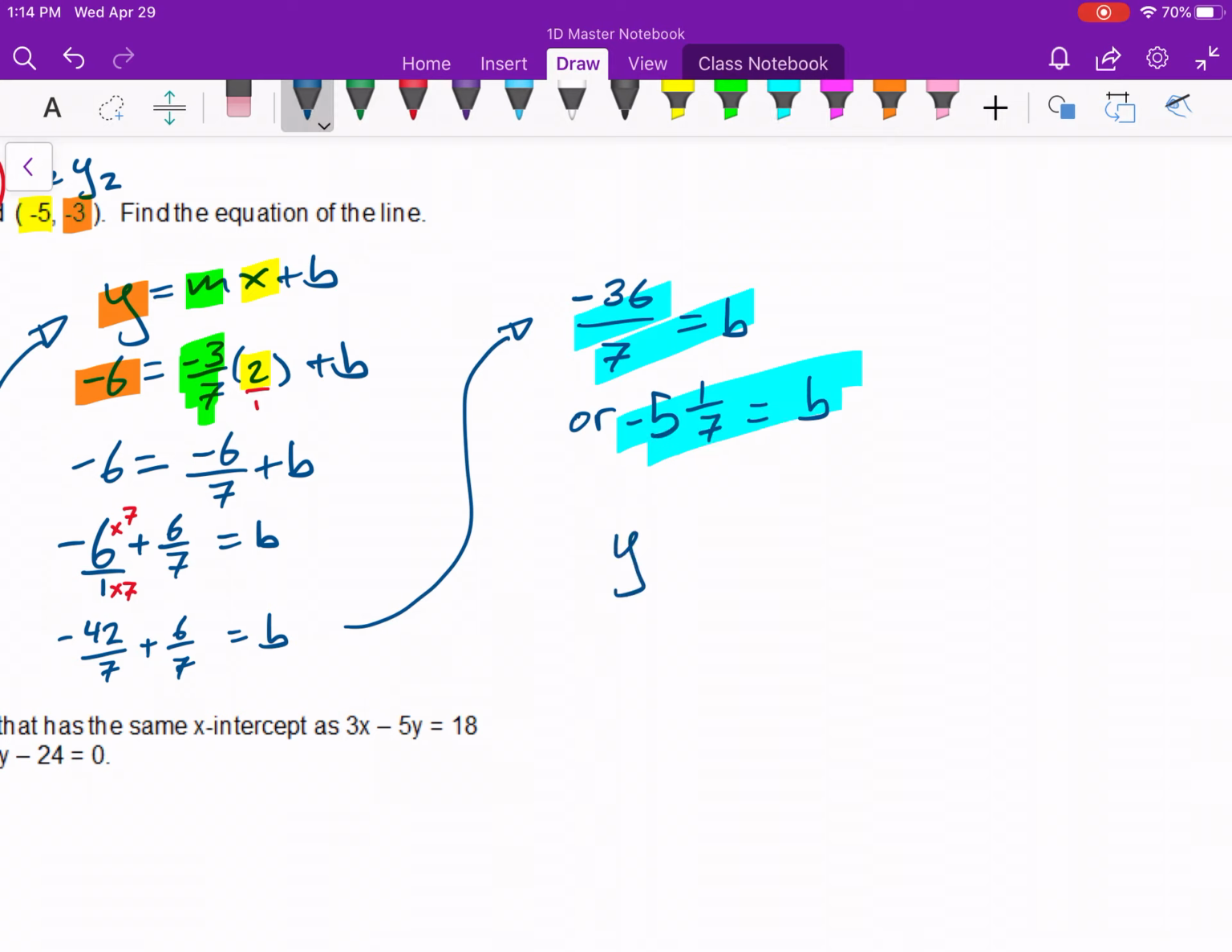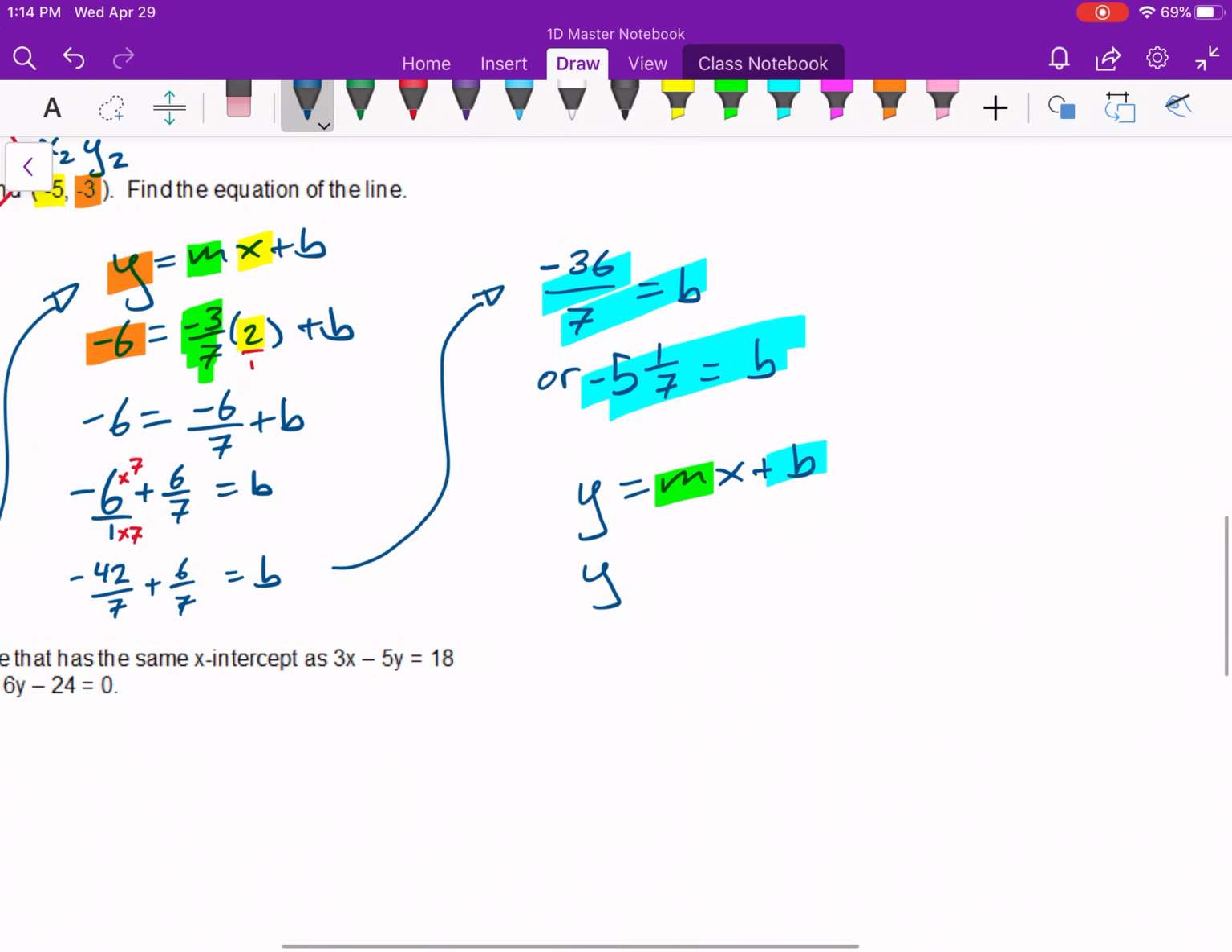Let's put it together. Y equals mx plus b. It's been a while for this question, so just to remind you of what the parts were. These were the things we needed to fill in. Well, we knew early on that m was negative 3 over 7, and we just found out that b is negative 5 and 1/7.